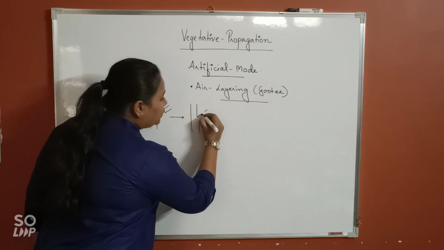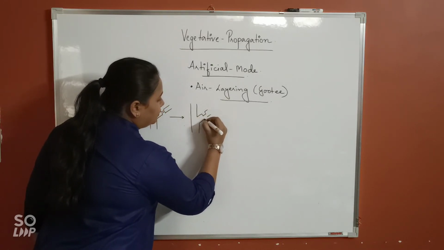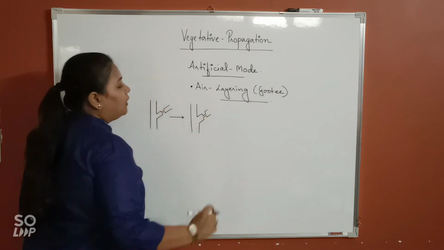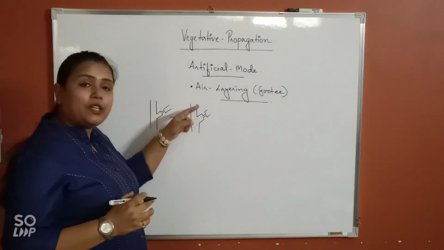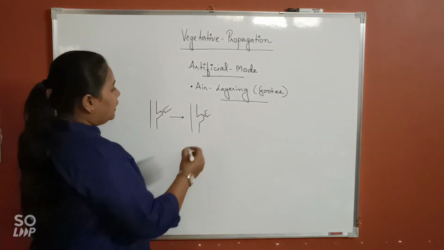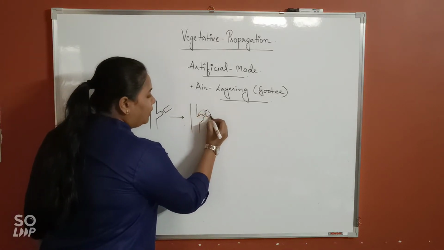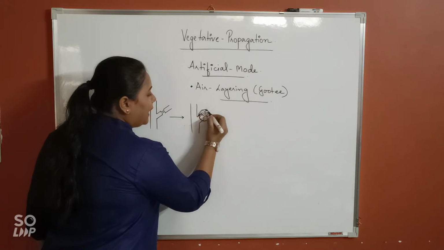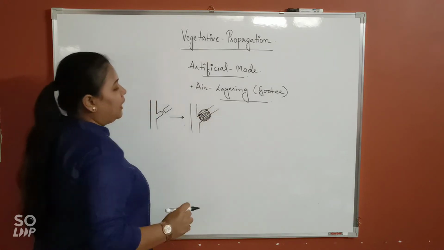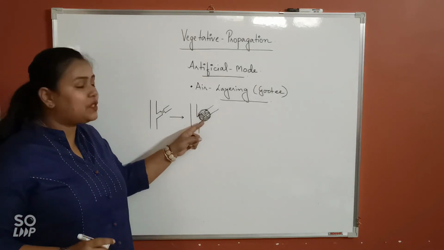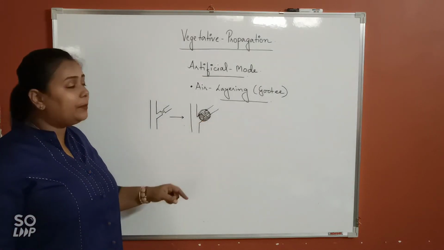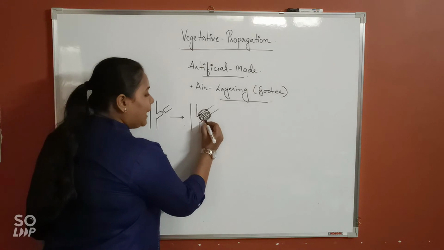Now this wound has to be plastered. Just like a bandage, we have to seal off this wound. Now this sealing is done with the help of grafting clay. So it is the grafting clay that will be helpful in plastering this wounded part. Alright. Now what is grafting clay?